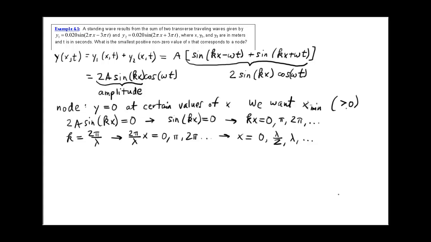Oh, and by the way, we want the minimum x that's non-zero. So x equals 0 will be the minimum value of x, but we don't want to use that one. And so here's the one that we want. That's the minimum value. So what's the wavelength?